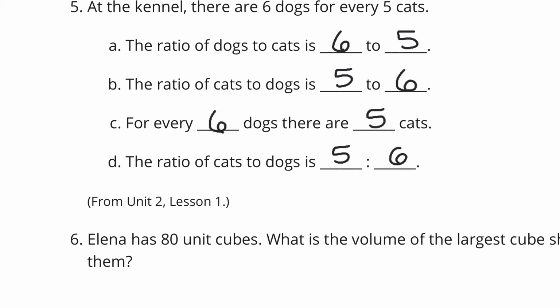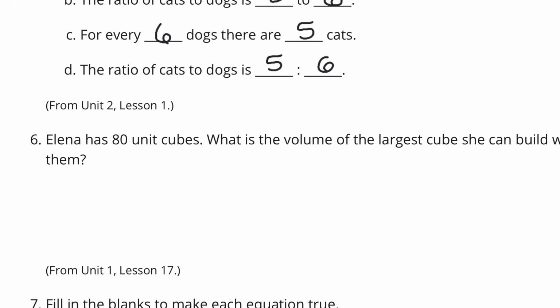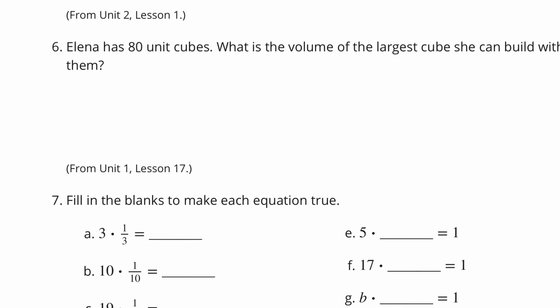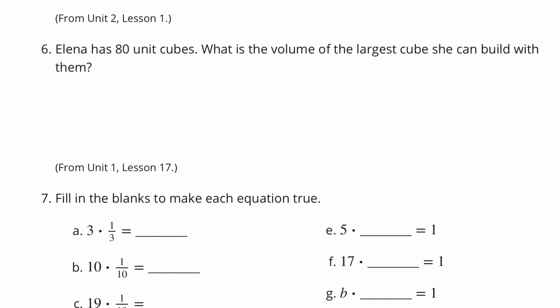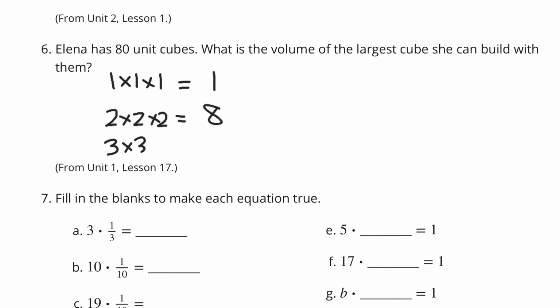Details matter. So, Elena has 80 unit cubes. What is the volume of the largest cube she can build with them? Well, can she build a 1 by 1 by 1 cube? Sure. That'd be a volume of 1. Could she build a 2 by 2 by 2 cube? 2 times 2 is 4 times 2 is 8. And that fits. What about 3 times 3 times 3? Well, 9 times 3 is 27, so we could use 3.